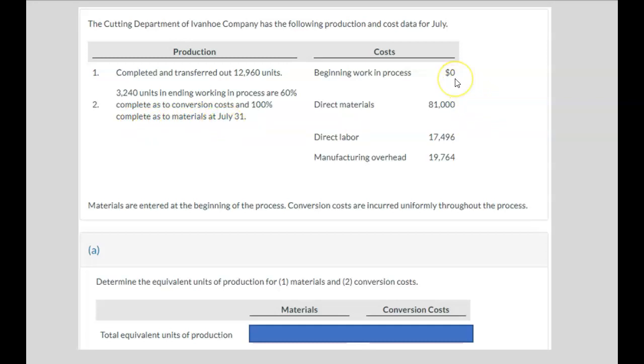Okay, and on the cost side, which we're not going to worry about just yet, beginning work in process was 0, direct materials was 81,000, direct labor incurred 17,496, and manufacturing overhead was 19,764. So what we're going to do on part A is determine the equivalent units of production for material and conversion cost. All right, so how do we do that?